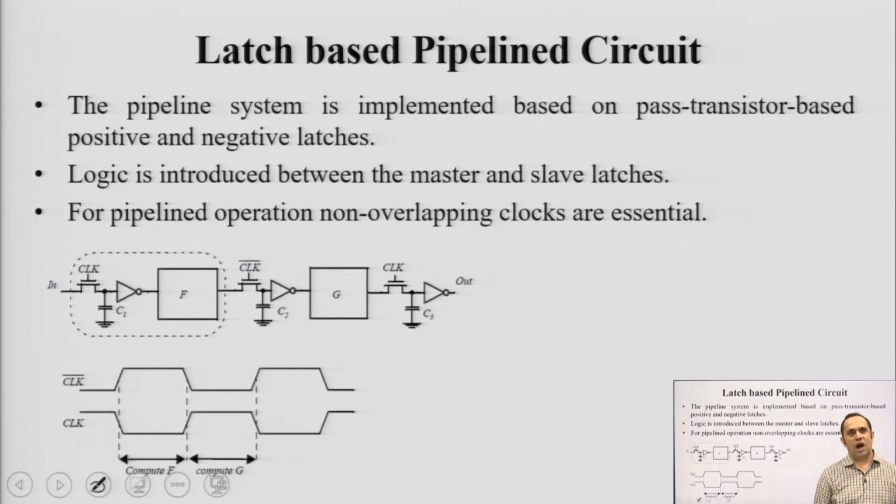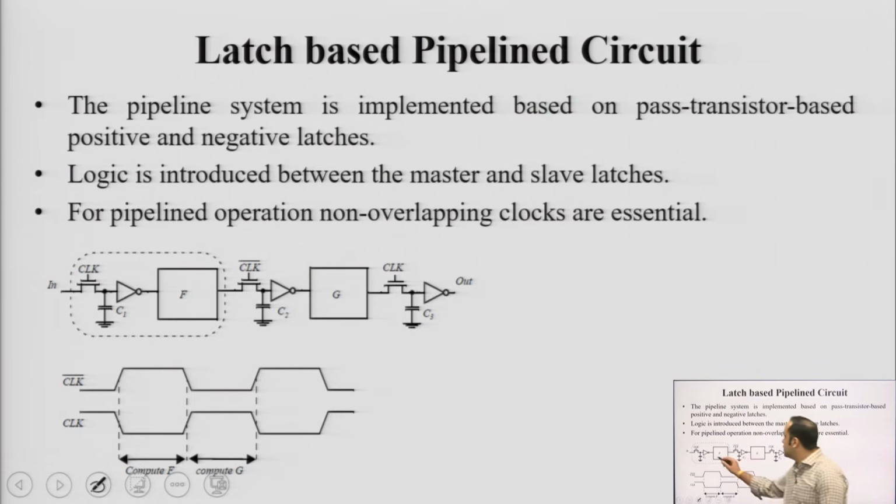Let us just see how you can actually implement a pipelined circuit. So, this is one way of doing it. This is known as a latch based pipelined circuit. Now, we are not using edge triggering, we are using latches for better flexibility basically. So, the pipeline system can be implemented using pass transistor based positive and negative logics.